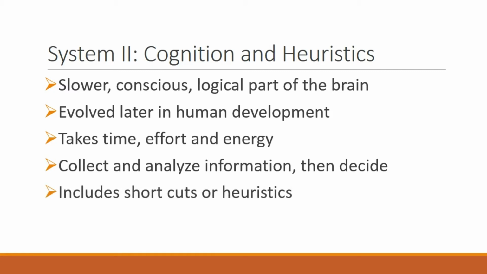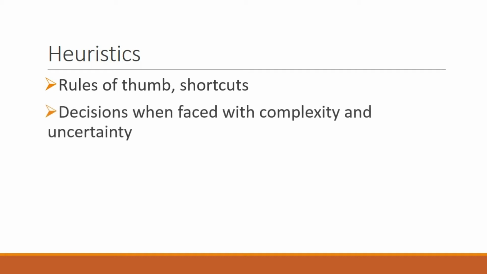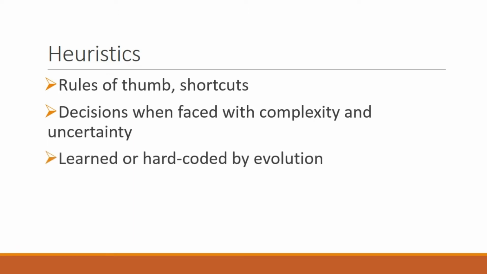Now, it would be nice if System 2 were purely rational, like economic man in modern economic theory. However, it turns out that cognition of System 2 also includes shortcuts or heuristics that often lead to irrational decision making. Well, what are heuristics? Heuristics are shortcuts or rules of thumb that our brain uses when it makes decisions. When decisions are made in the face of complexity and uncertainty, we need to have these types of shortcuts and heuristics. They're learned or hard-coded by evolution, so they're inescapable, and they come up in decision making.